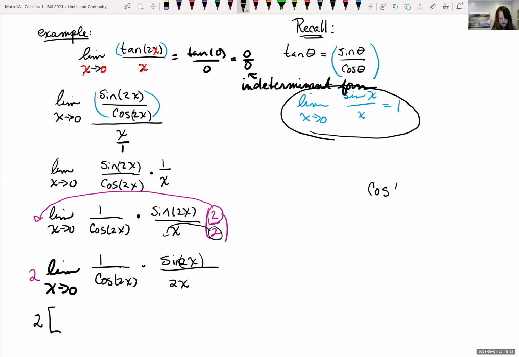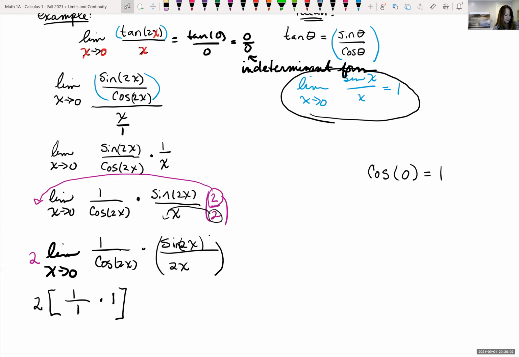Cosine of 0, recall, is equal to 1. So I have 1 over cosine of 2 times 0, or cosine of 0, so I have 1 over 1, times, and the sine of 2x all over 2x, using that property, is 1. And so when we look at this limit as x is going to 0, we get back 2 times 1 times 1, which is 2.